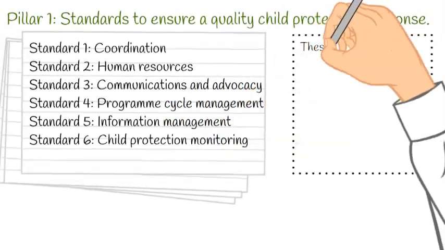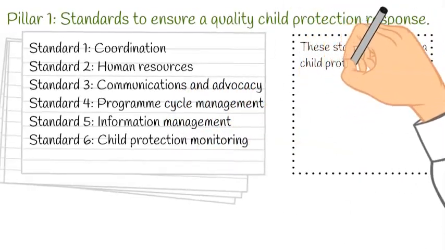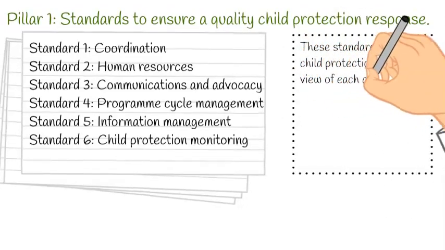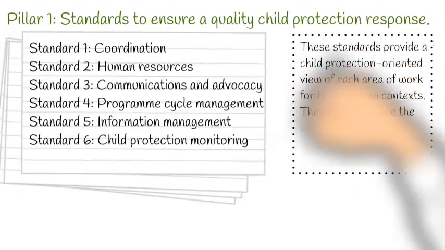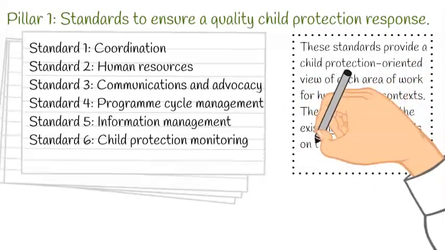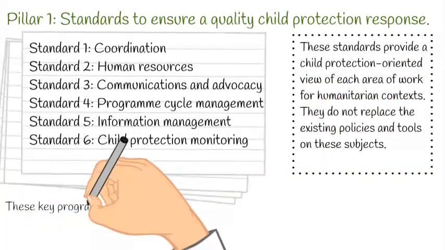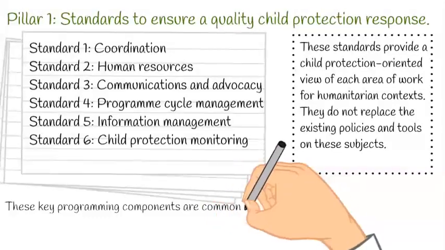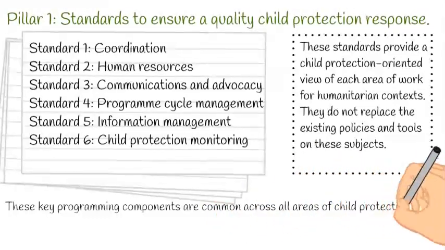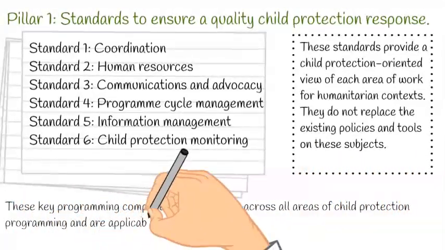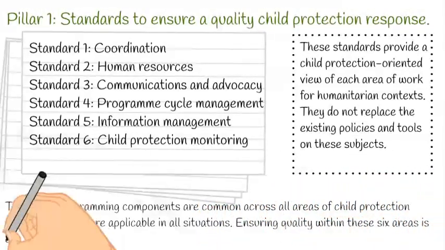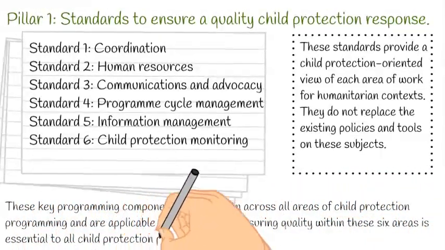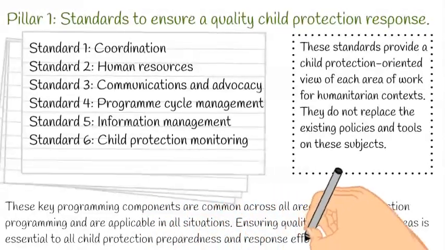These standards provide a child protection-oriented view of each area of work for humanitarian contexts. They do not replace the existing policies and tools on these subjects. These key programming components are common across all areas of child protection programming and are applicable in all situations. Ensuring quality within these 6 areas is essential to all child protection preparedness and response efforts.